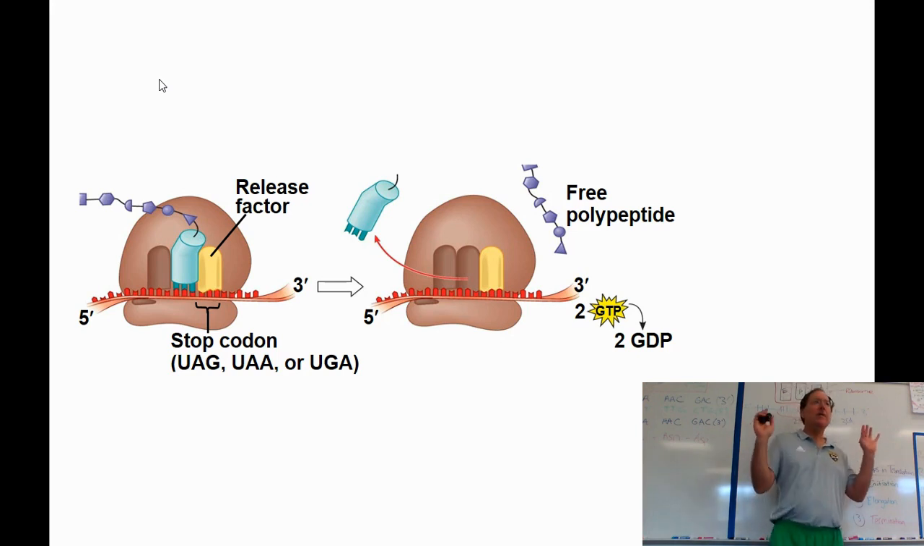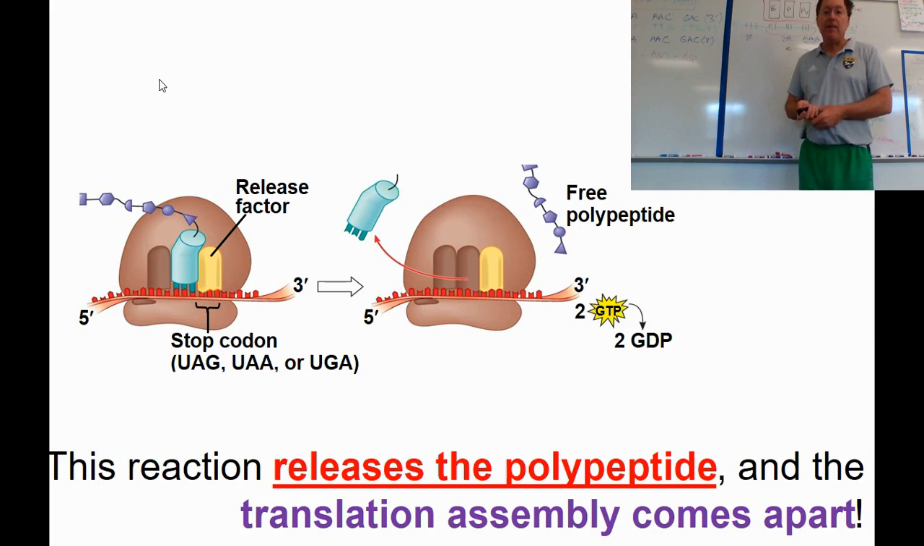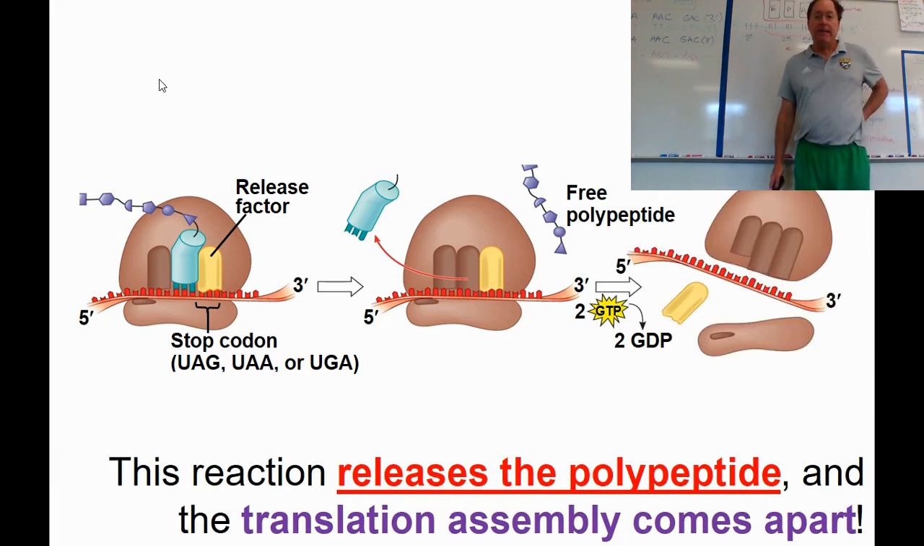But if it's a free ribosome and this is occurring out in the cytoplasm, the thing will just fold, and then it will just start doing its job, because there's a lot of enzymes and proteins that work out in the cytoplasm as well. This reaction releases the polypeptide, and the whole thing comes apart.